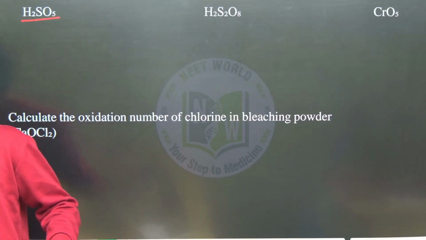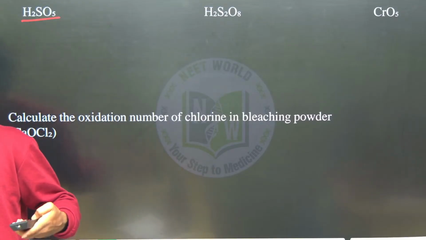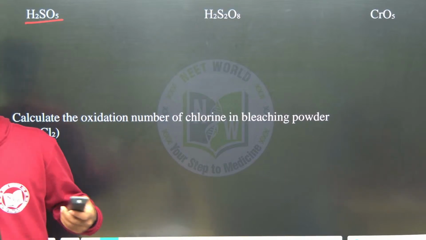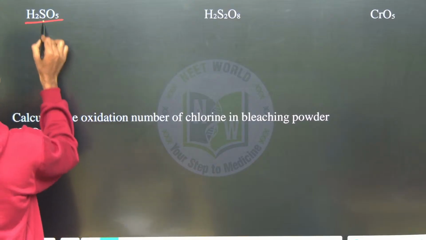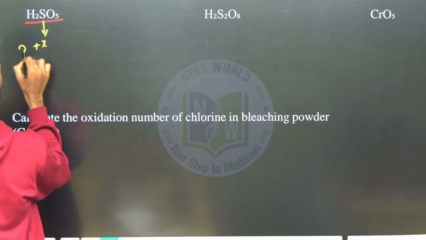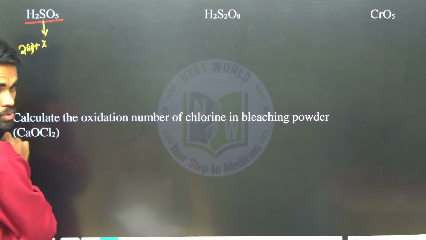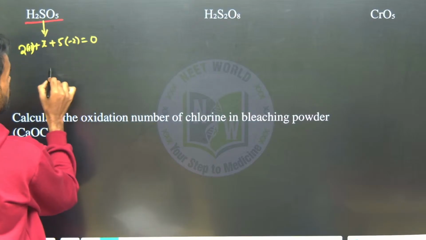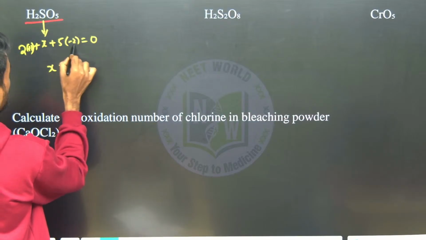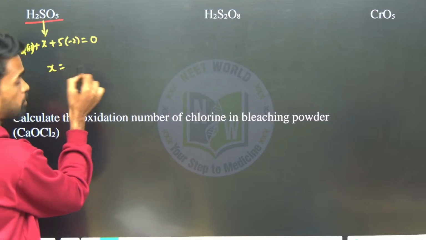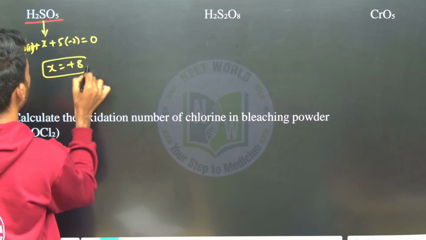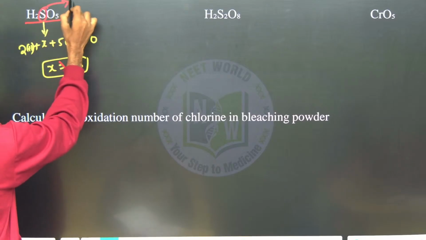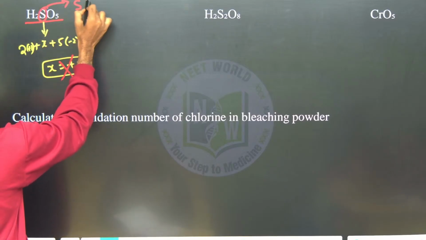How will you calculate that? By structure. If you calculate normally using the formula, what will be the answer? Take it as x: 2 hydrogens, 2 into plus 1, plus x, plus 5 into minus 2 equals 0. So x will be minus 10 plus 2, so plus 8 will be the value of x here. But this is not possible for sulfur. What is the maximum oxidation state possible for sulfur? It can be 6.